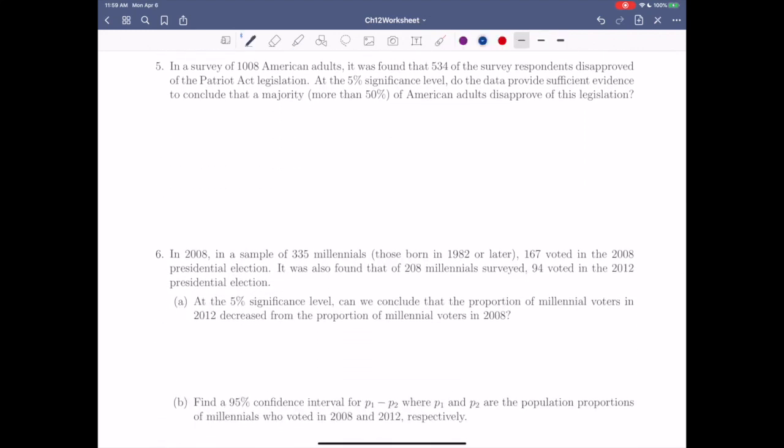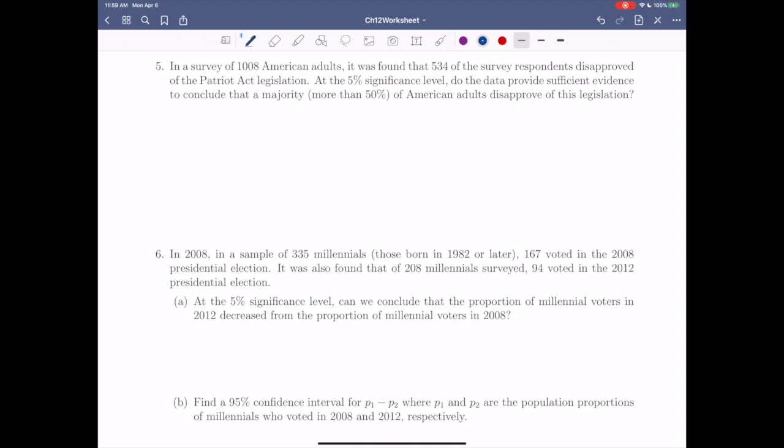All right, next is number 5. In a survey of 1,008 American adults, it was found that 534 of them disapproved of the Patriot Act. And what we want to know is at the 5% significance level, do the data provide sufficient evidence to conclude that a majority of American adults disapprove of the legislation? Here, a majority just means more than 50%.